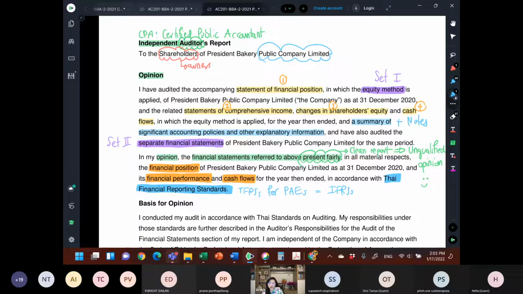All right. So any questions here for the opinion paragraph? So this is the best thing that you can get from the auditor.